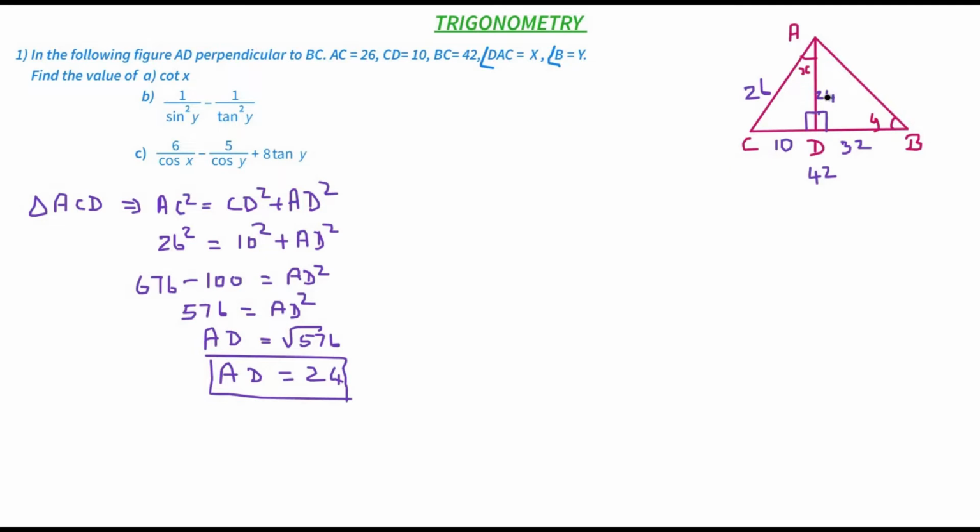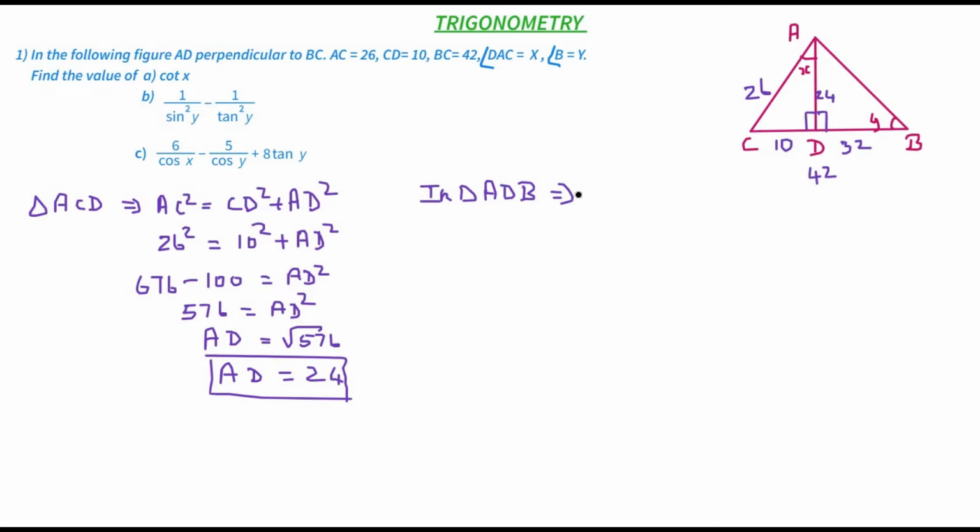Since we have got the value of AD, what else is remaining now? We have to find AB. Once we find AB, we have all the sides given, right? So now let's take the triangle ADB. So in triangle ADB, again we are going to apply the Pythagoras theorem because it's a right angle triangle. So which is our hypotenuse?